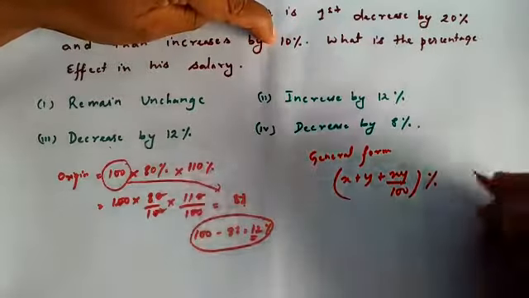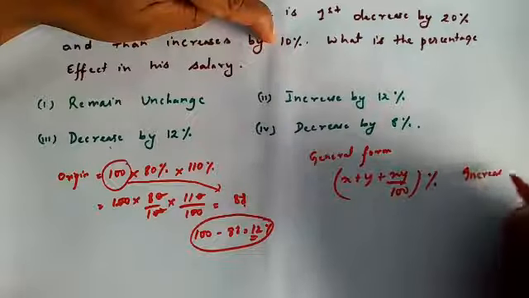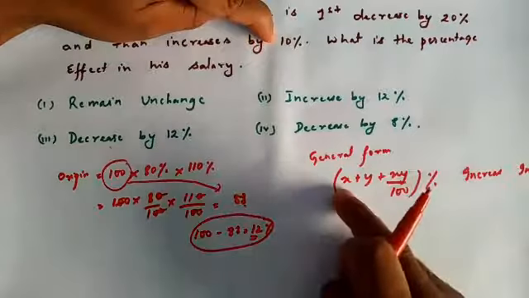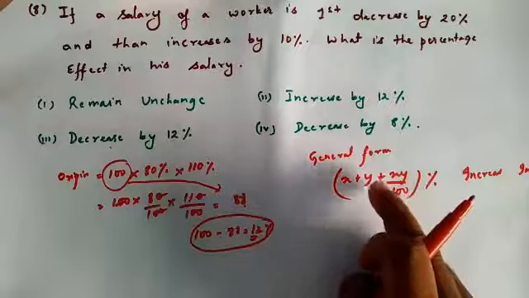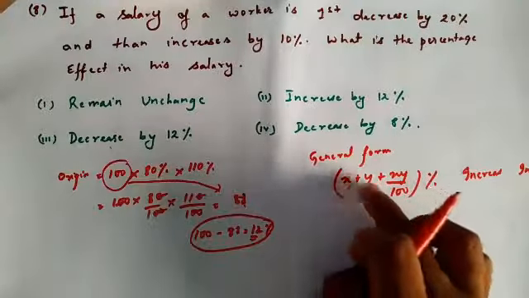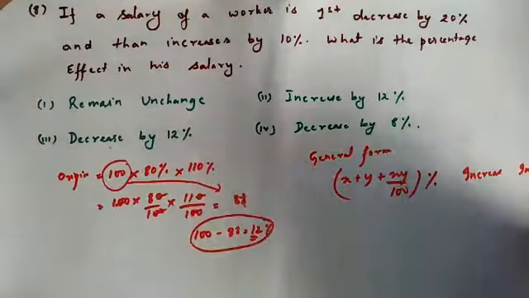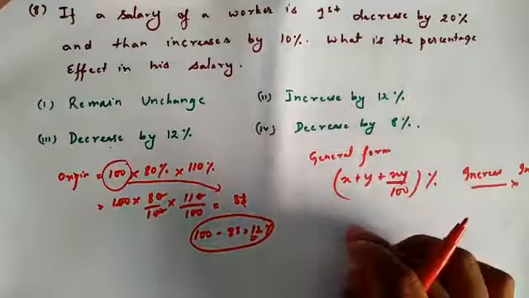This formula is only for increase and increase, where a person's salary is increased by 20%, and again it is increased by 10%. We can use it only when there is an increase and an increase. This is the general form.